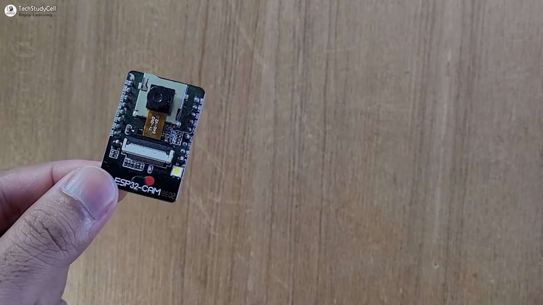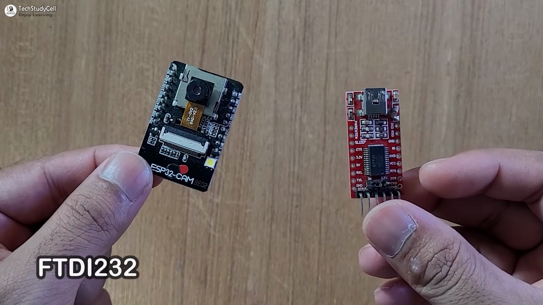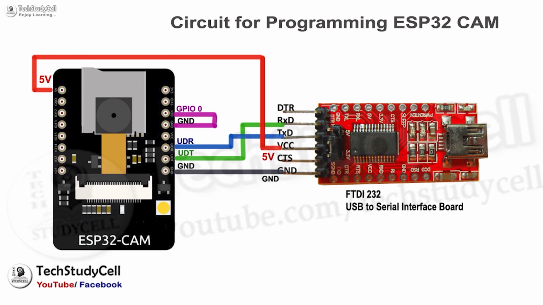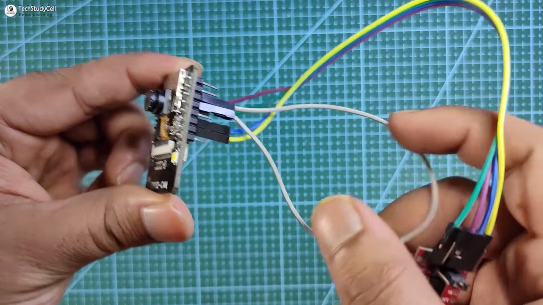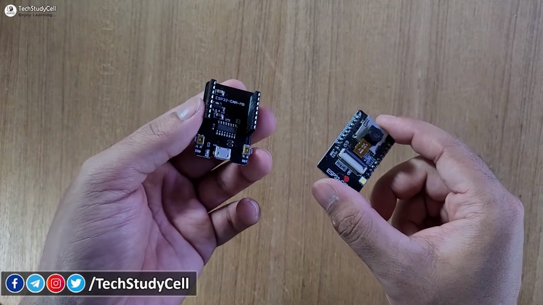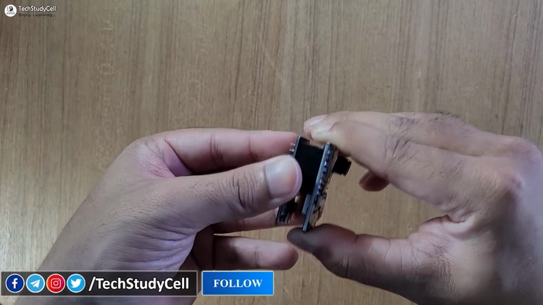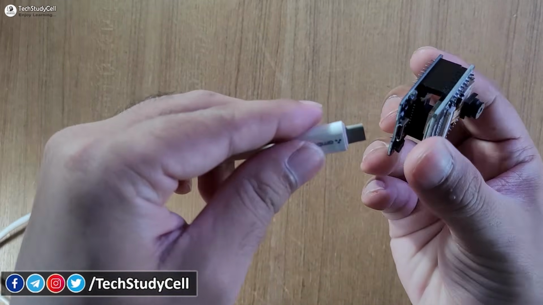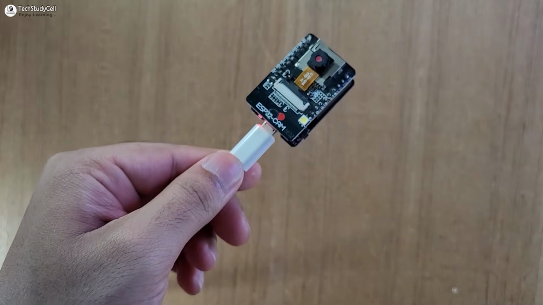Now to program the ESP32-CAM, you have to connect the FTDI232 as per this circuit diagram. While programming, make sure the GPIO 0 and ground must be connected. Now in this video, I will use this adapter to give the supply to this ESP32-CAM. You can easily connect it with the power supply using a micro USB cable. So here you can see our Wi-Fi camera is ready.